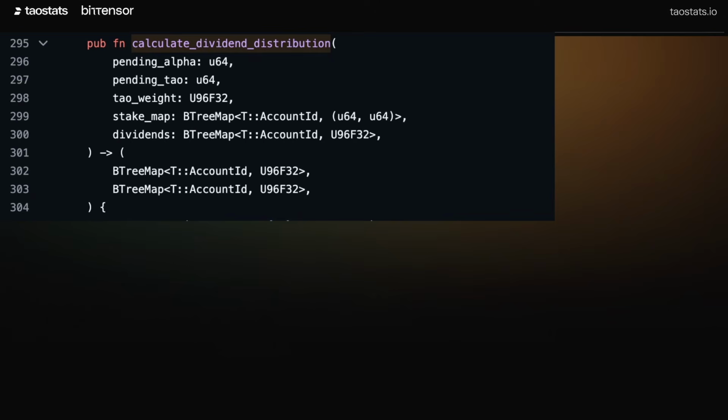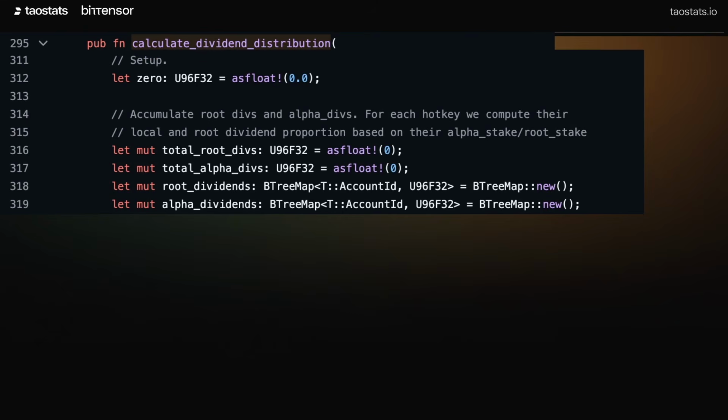So let's calculate that dividend distribution. We take in all those inputs that we just discussed. We'll set 0 to be 0. We want to add up how much goes to root, how much goes to alpha. So we set these totals to 0. We know our root dividends for each one of the validators. We're going to calculate the alpha dividends for all of our validators, and those will go into these vectors.